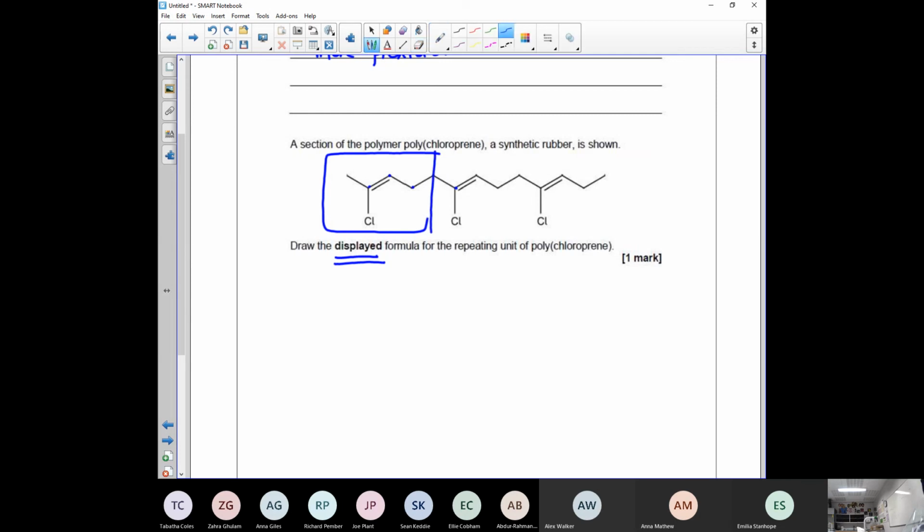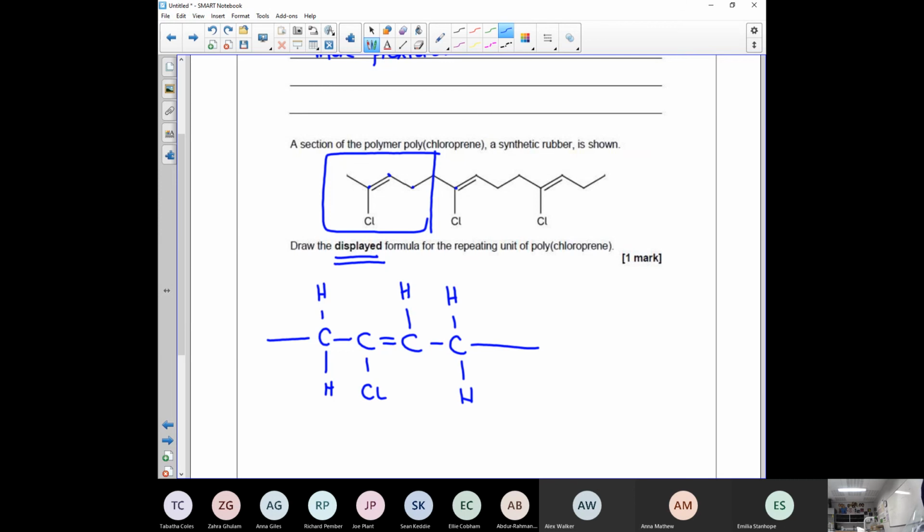So I've got to draw this structure out as a displayed formula. So I've got a carbon over there, bonded to another carbon there, with a double bond, and then another carbon down here. On my first carbon in that, I've got a Cl. That must mean I've got a hydrogen in that one. And then I don't forget, because it's a repeating unit, my trailing bonds.